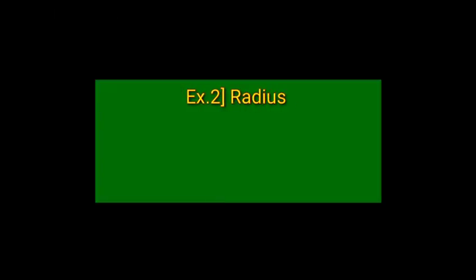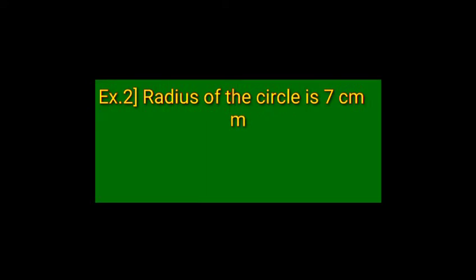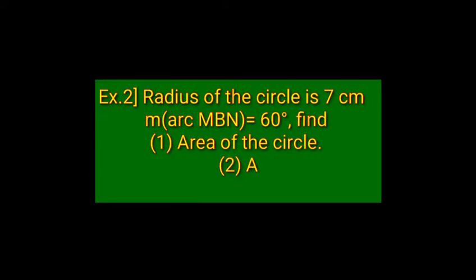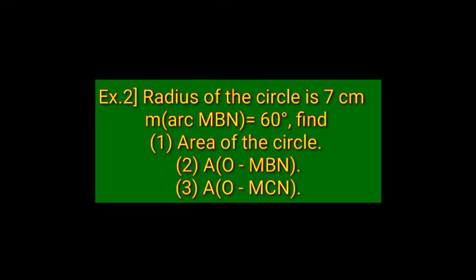Let's see another question. The radius of the circle is 7 cm and the measure of arc MBN is equal to 60 degree. Find 1. the area of the circle, 2. the area of sector O dash MBN, 3. the area of sector O dash MCN.